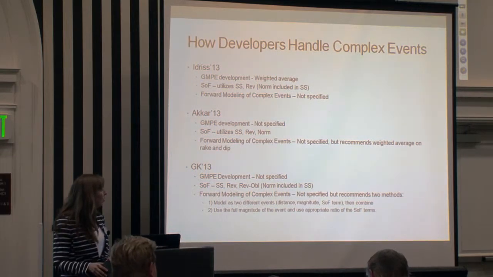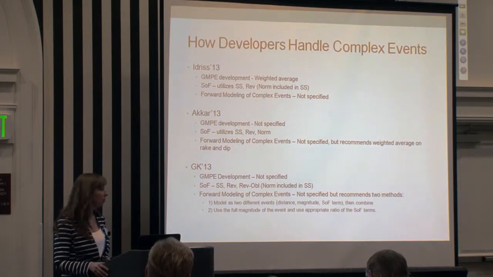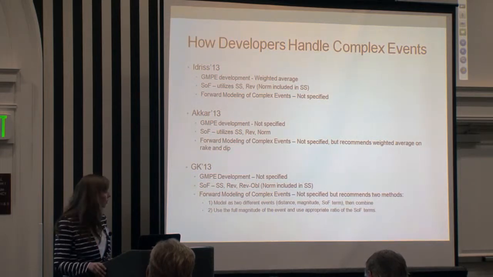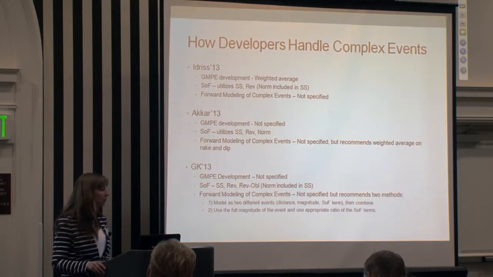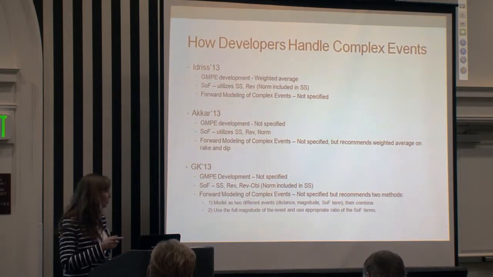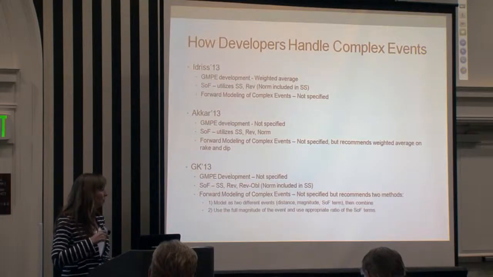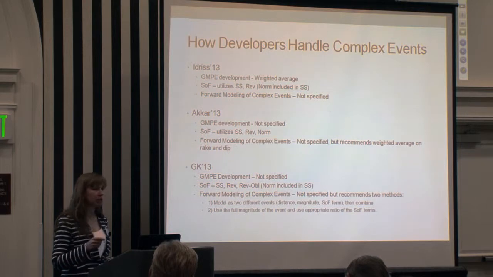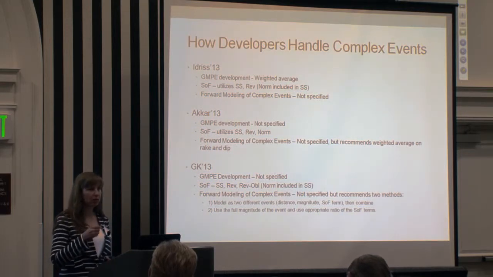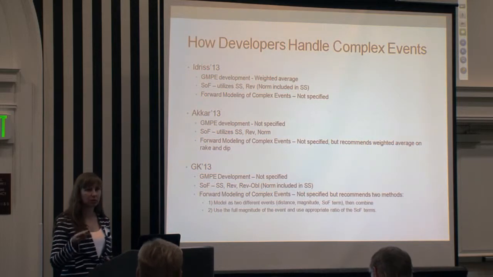For the GK method, again, it's not specified within the paper how to utilize, but he uses strike slip, reverse, and reverse oblique. Normal is captured in the strike slip. Forward modeling of complex events recommends 2 different methods. The first one is to model as 2 different events. So look at the magnitude and the distance, the style of faulting term for one segment, look at the same for the other, and then you can SRSS them to get your ground motions. Or use the full magnitude of the event and appropriate ratio of the style of faulting terms. So he doesn't use rake or dip, but he has a style of faulting term.